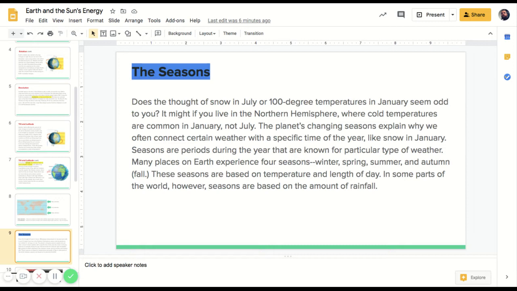Many places on Earth experience 4 seasons: winter, spring, summer, and autumn, or fall. These seasons are based on temperature and length of day. In some parts of the world, however, seasons are based on the amount of rainfall, like in the tropics.